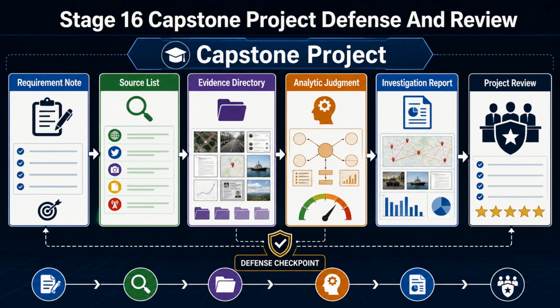Stage 16 is the capstone project. Here the pieces come together: requirement note, source list, evidence directory, analytic judgment, investigation report, defense, and review. Defense does not mean arguing loudly. It means you can explain your reasoning. Why did you trust this source? Why did you reject that screenshot? What would change your conclusion? What is still uncertain? If you can answer those questions, your investigation is much stronger.